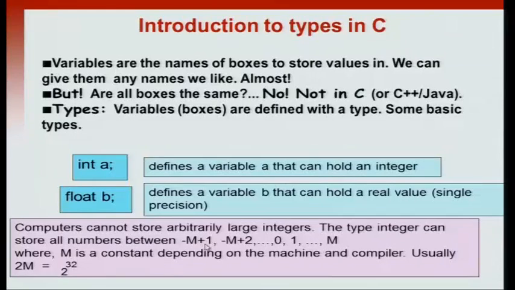Okay, the type of integer can store all numbers from -m plus 1 through 0 to plus m. So there will be some large m which defines the upper limits and the lower limits of the particular machine. Now that limit may depend on which particular machine that you use. On a 32-bit machine, 2m will be 2 to the power of 32.